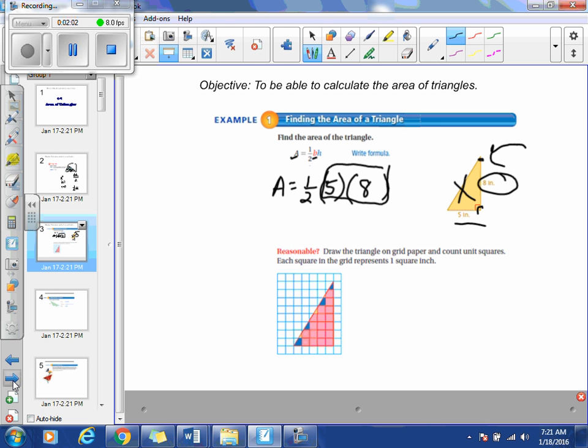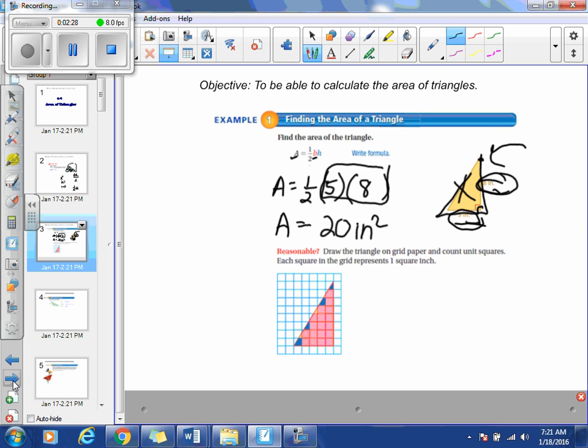What's half of 40? Or what's 0.5 times 40? 20. And here we're talking inches. So we have 20 inches squared. That's saying if I had 20 of those little square inches like we used in class for the area scavenger hunt, if I had 20 of those, it would cover the surface of this triangle if this triangle in real life was actually 5 inches by 8 inches.